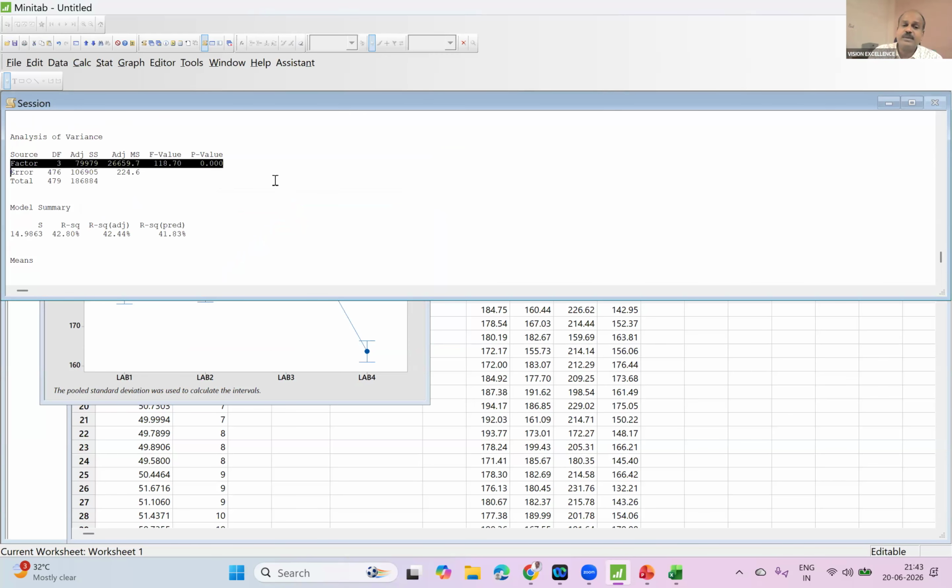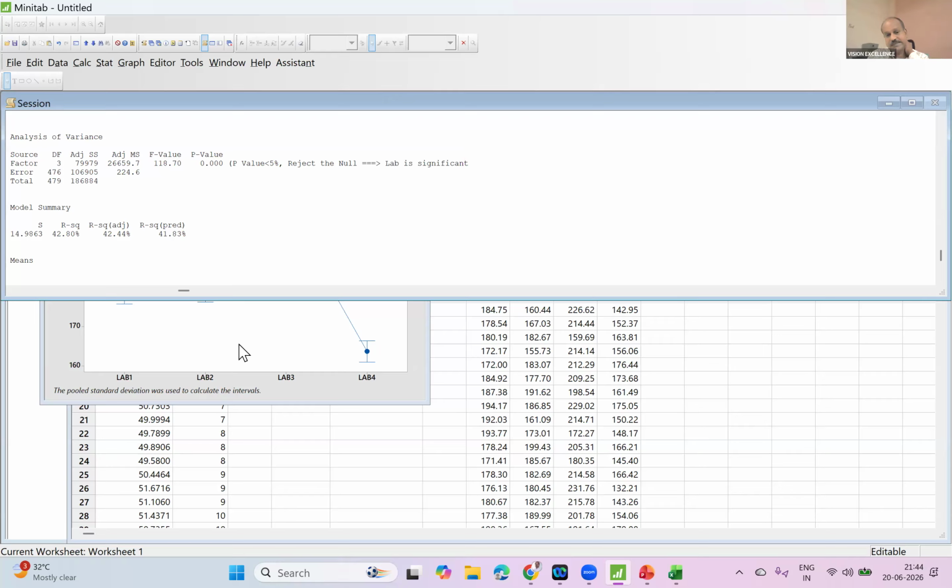Now here is the factor. Look at the p-value. It is 0. Significant. So reject the null. What we want is a p-value less than 5%. So reject the null. That means lab is significant.